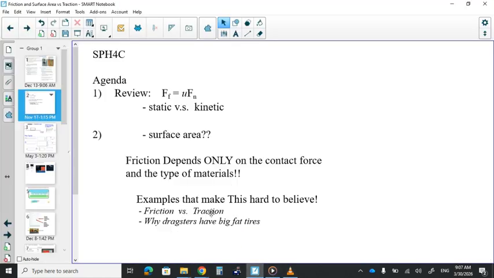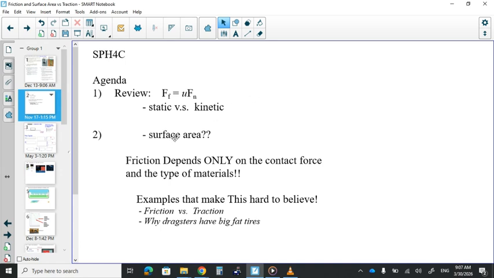Hey everyone, I've got a different lesson design or style or method for you today. I think it'll work better for the topic we're doing. So we're going to look through the static versus kinetic friction stuff. The force of friction equals the coefficient of friction times the normal force. I'll review that for you.